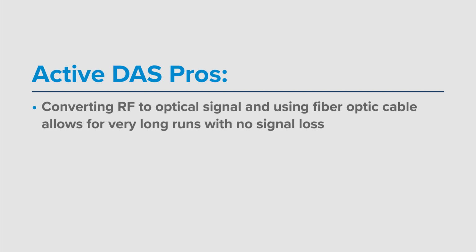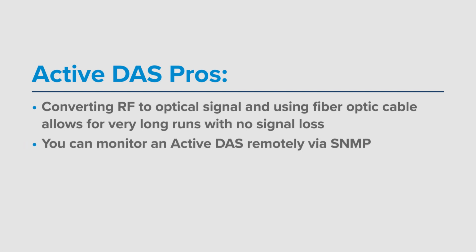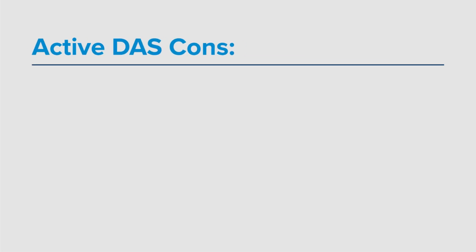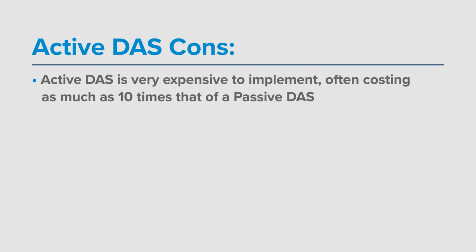Active DAS pros: converting RF to optical signal and using fiber optic cable allows for very long runs with no signal loss. You can monitor an active DAS remotely via SNMP. Active DAS is suited for very large buildings because of their ability to run very long cable runs with no loss. Active DAS cons: active DAS is very expensive to implement, often costing as much as 10 times that of passive DAS.